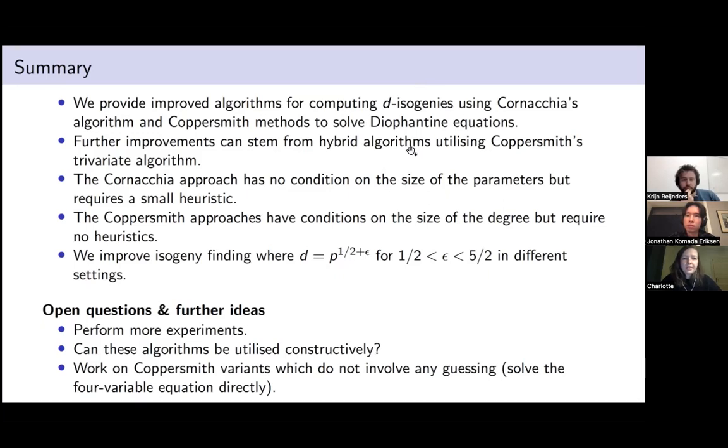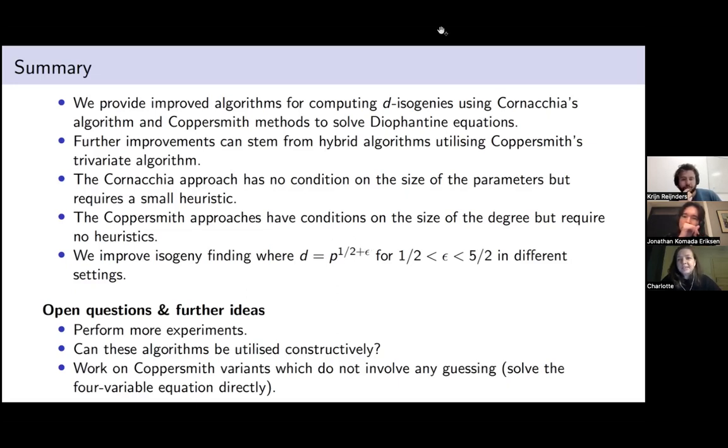And as I've said before, the Carnacki approach does not have any size requirements, but has a small heuristic where if one of the values that we compute has too many prime factors, we cannot actually find a solution efficiently. But we hope that this happens in a small number of cases only. And then Coppersmith's approaches, of course, have some conditions on the size of the degree, but we do not have any heuristics. And we, in the end, managed to improve isogeny finding in the classical or quantum sense for quite a large set of parameters in the medium size isogeny range, I would say.